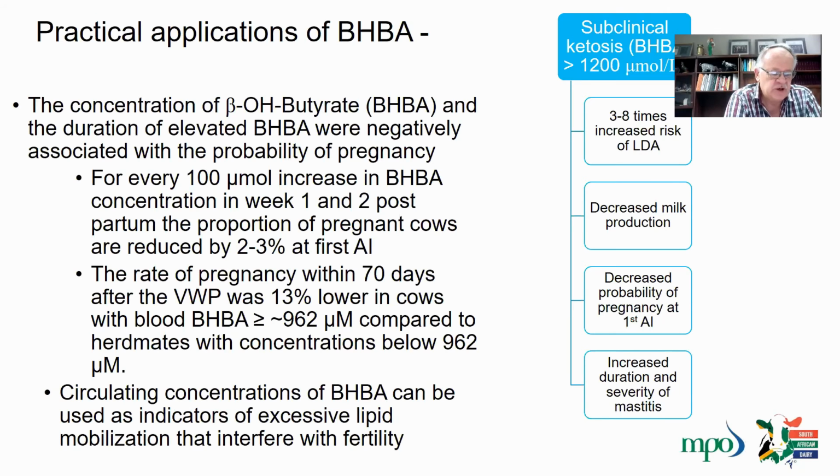And then the rate of pregnancy on that second bullet there was 13% lower in cows with high blood beta-hydroxybutyric acid. And the circulating concentrations can be used as indicators of excessive lipid mobilization. And then I will get back later on to how you manage this.